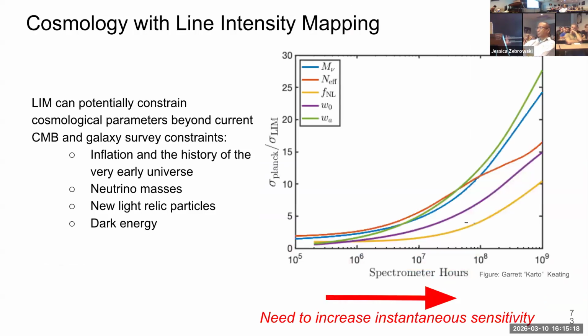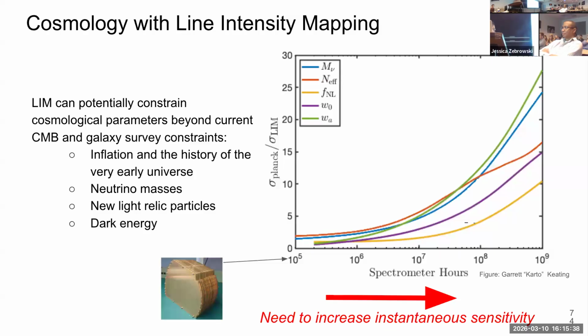So as I told you before, this plot I think captures my hopes for what cosmology can be done with line intensity mapping: inflation in the history of the early universe, neutrino masses, new light relic particles, dark energy. But to do this, you need to get to the right side of the plot, right? You need to increase your spectrometer hours. And unfortunately, right now we are here at the left side of the plot.